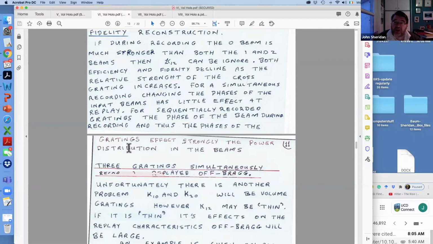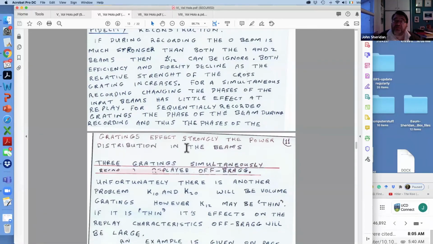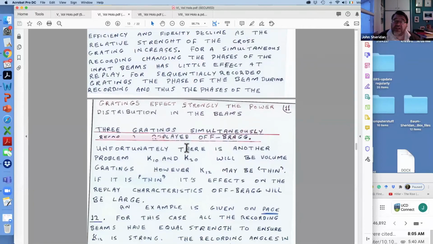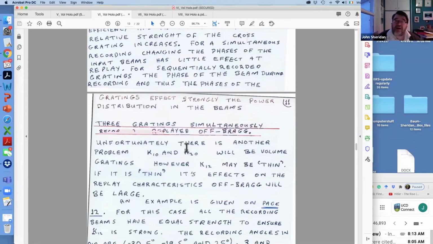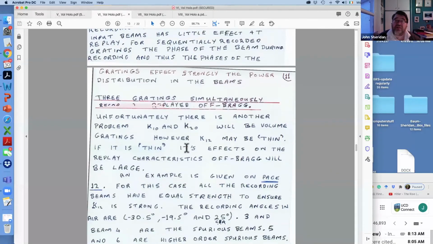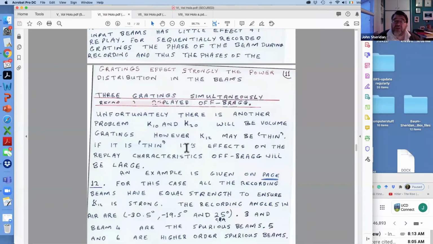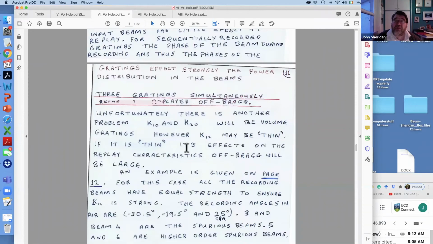They will affect strongly the power distribution of the beams. So we have this dependence on the phase relationship between the gratings. And we can change it. If we can phase shift one of the recording beams, we can change what we get. 3 gratings simultaneously, we replayed off Bragg.